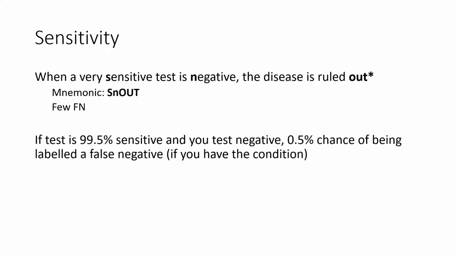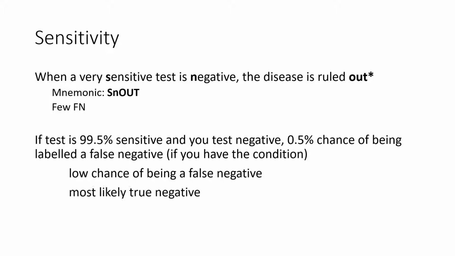So for example, if you have a test that is 99.5% sensitive and you test negative, there's a 0.5% chance of you being labeled a false negative if you truly have a condition. So it's a low chance of being a false negative. And that's why if you have a very, very sensitive test and it comes back negative, you're most likely a true negative. And that's more helpful as a rule out.